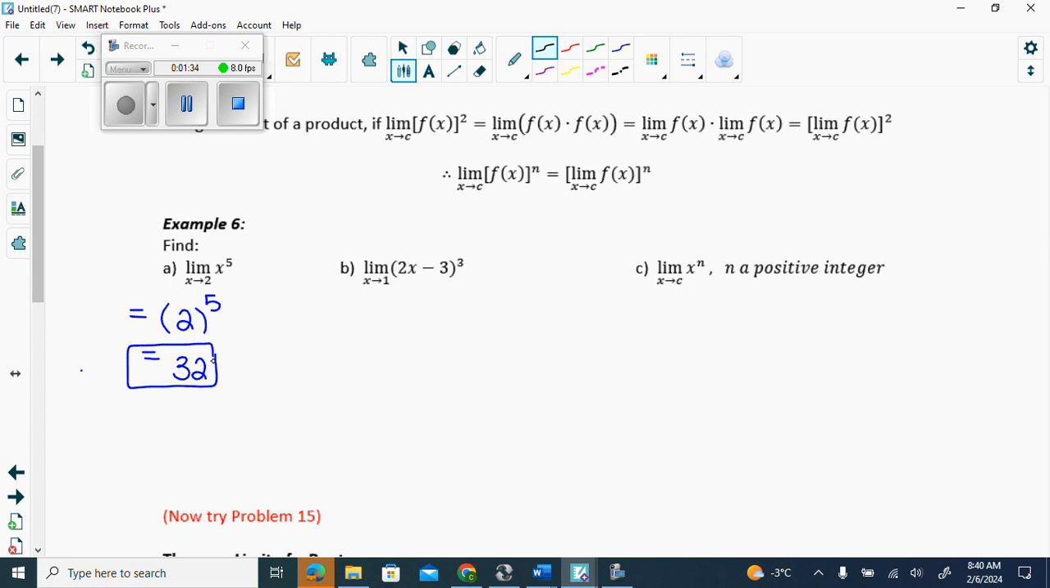The next one we put a 1 in, we get 2 times 1 minus 3 cubed, and we get negative 1 cubed, which is negative 1. So we can enter in the negative 1 up here if we want. So what does that actually mean? The limit as x approaches 1 of 2x minus 3 cubed equals negative 1.